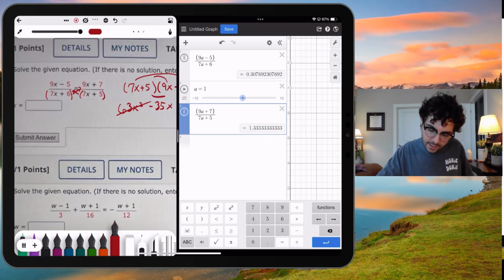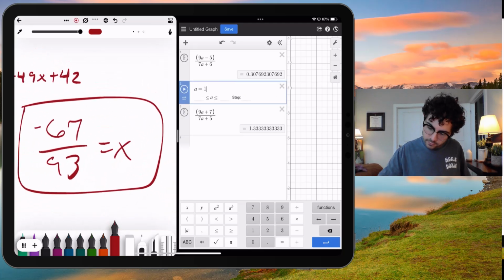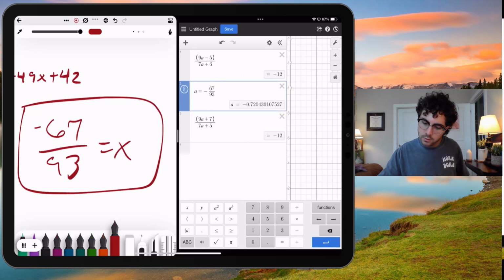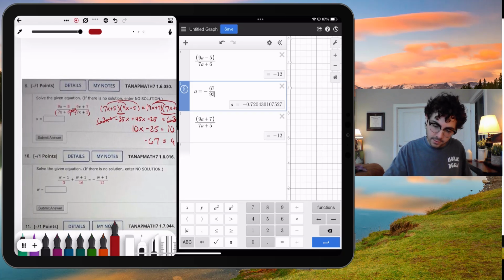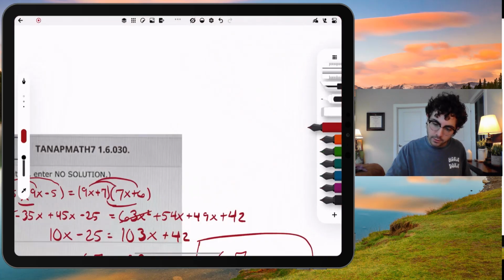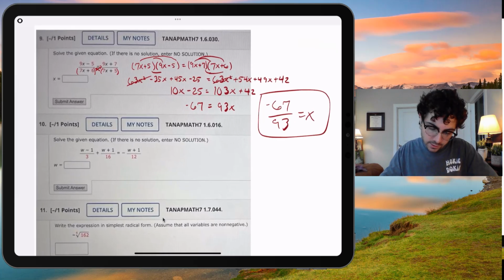Alright, so if we set, theoretically, A equal to negative 67 over 93, these should equal the same thing. And they equal negative 12. That is the same thing. Alright, I'm going to have to say that's the answer then. So that should work out. Negative 67 over 93. Hopefully that's the only solution.